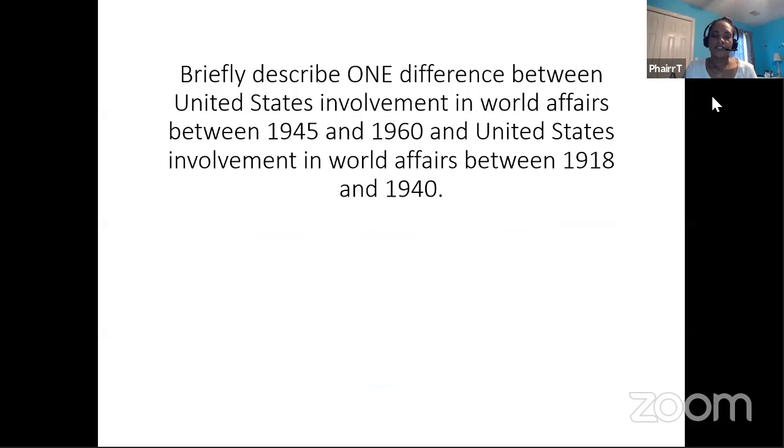So let's look at another question. This is part of a short answer question, so this will be part B. Briefly describe one difference between the United States involvement in world affairs between 1945 and 1960, and the United States involvement in world affairs between 1918 and 1940. So look at what we're saying. We're looking at differences, and you have two different time periods: between 1945 and 1960, and between 1918 and 1940. So take a few minutes.